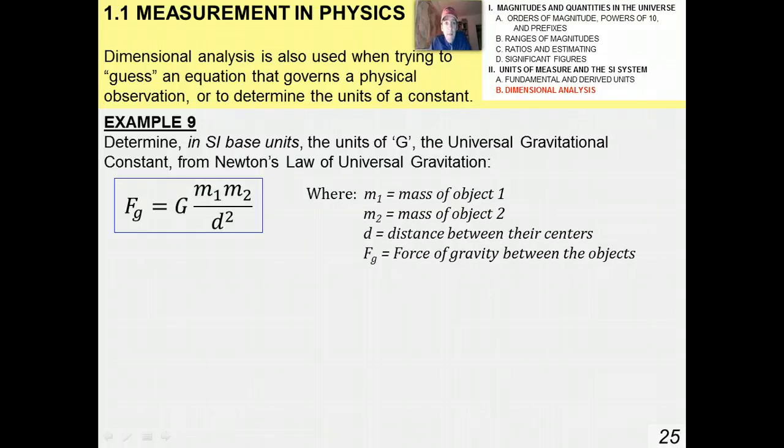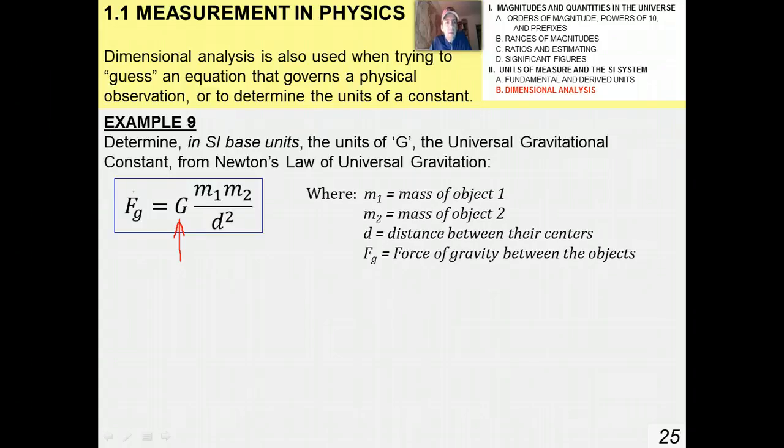Now, this big G right here is something called the universal gravitational constant, okay? And what we're going to do is use dimensional analysis to figure out what the units of that are. Now, if you just stand back and look at this equation, don't worry about where it comes from. Don't get freaked out about whether it looks complicated or not. Let's just talk about what these variables are measured in.